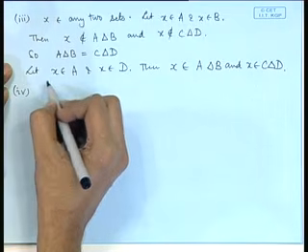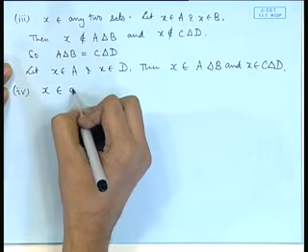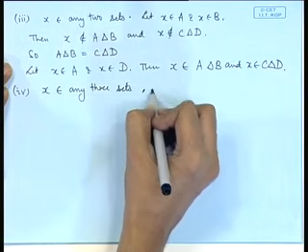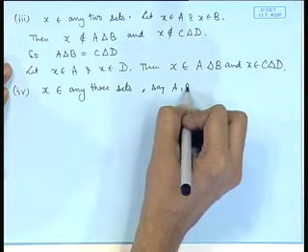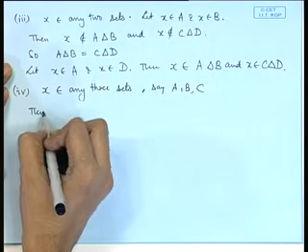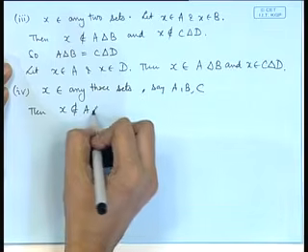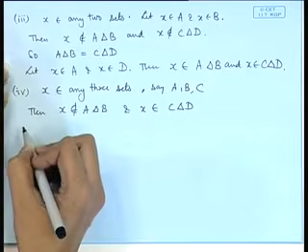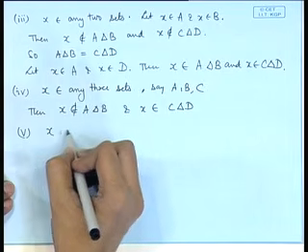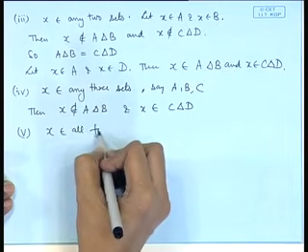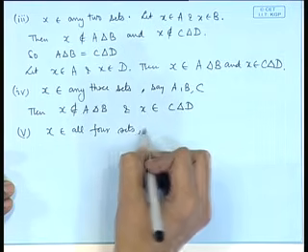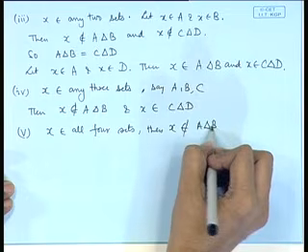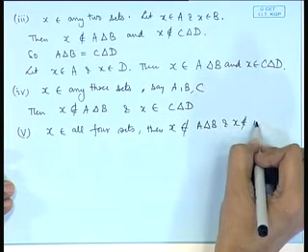Let us consider the possibilities that x belongs to any 3 sets, say A, B and C, then x will not belong to A delta B and x will belong to C delta D. If we consider x belongs to all 4 sets, then clearly x does not belong to A delta B and x does not belong to C delta D.